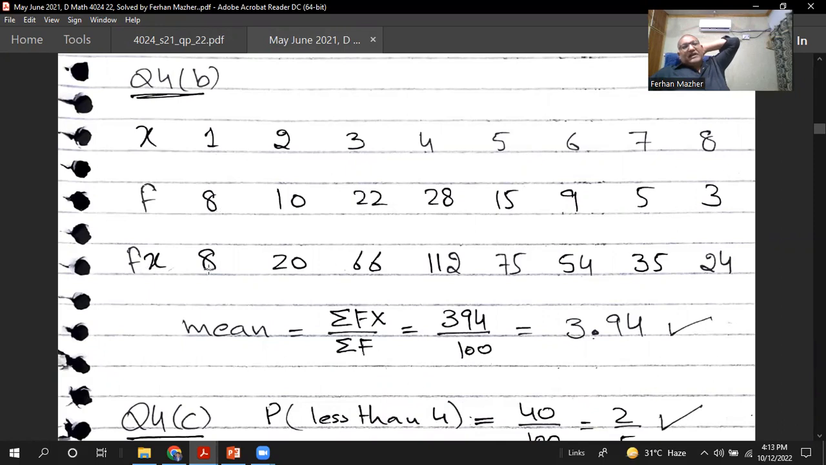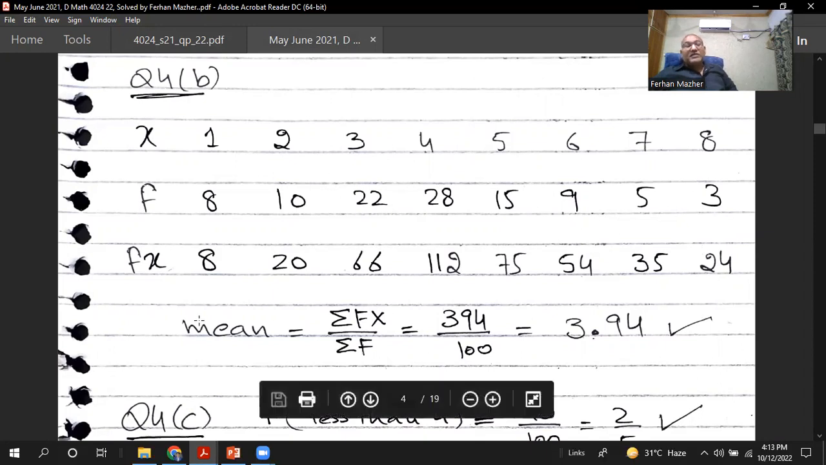So 1 multiply 8 will be 8, 2 multiply 10 will be 20, 3 multiply 22, it will be 66, 4 multiply 28 will be 112, 5 multiply 15 will be 75, 6 multiply 9 will be 54, 7 multiply 5 will be 35, 8 multiply 3 will be 24.